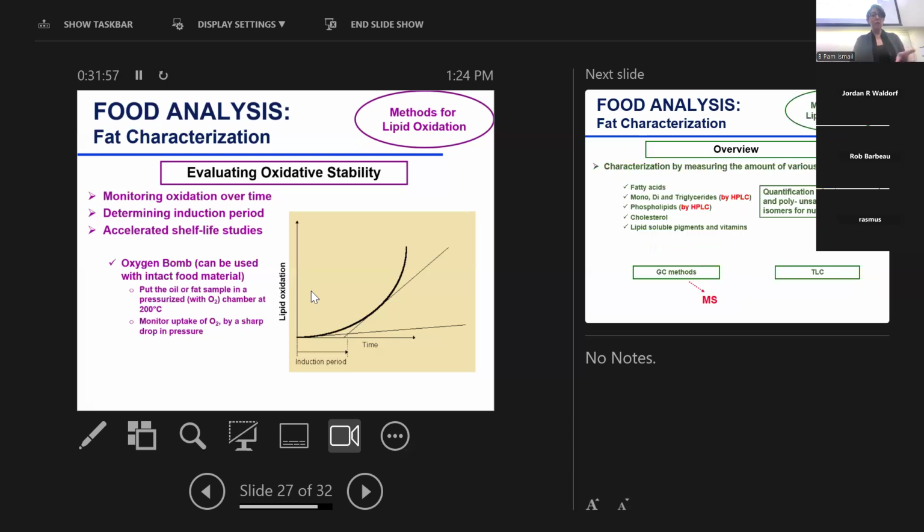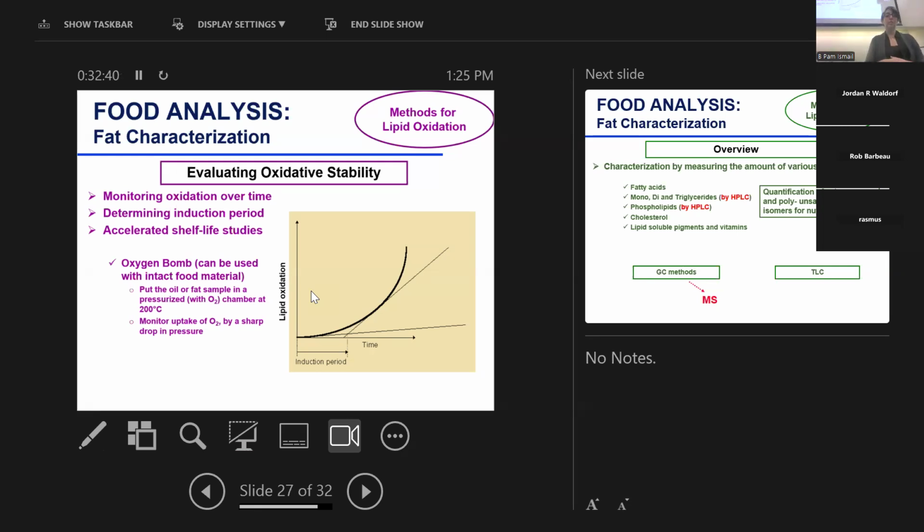Okay. Last one is the oxygen bomb. And literally it's a bomb. But how it functions is it really measures the drop in pressure. You take a chamber, you put your oil in it, you pressurize that chamber with oxygen, and you heat it up at really high temperature, 200 degrees C. Then you monitor a sharp drop in pressure because of oxygen uptake during oxidation. Oxygen will be taken up, and then we have a sharp drop in pressure.